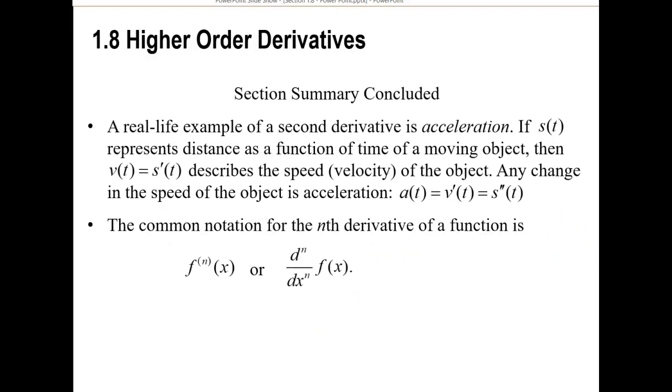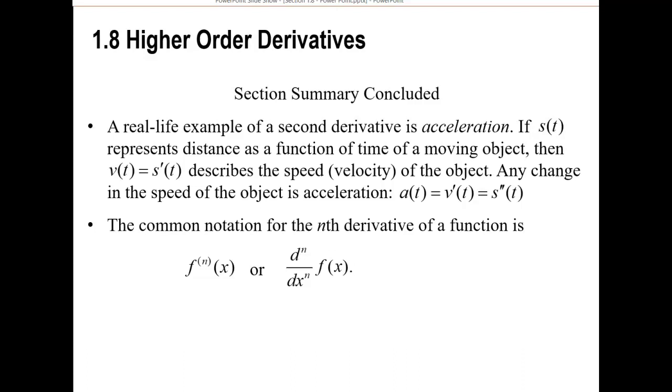A real-life example of second derivative is acceleration. So if s is the position function, velocity is the first derivative, describes speed or velocity. Any change in the speed is referred to as acceleration. So how fast the speed is changing is your acceleration.